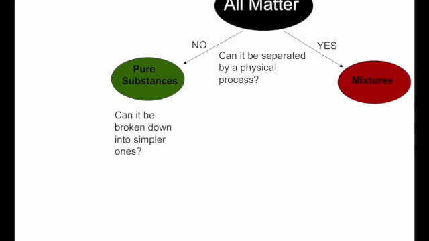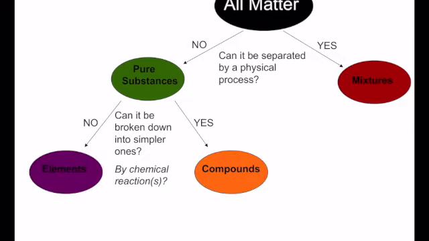Okay, so for the pure substances, you ask, can it be broken down into simpler substances? This would happen by a chemical reaction. If the answer is no, you can't break it down, that means you're just talking about one uniform element. If you can take the unknown thing and break it down by a chemical reaction, then you're talking about a compound, because it must have been made out of more than one element, more than one atom bonded together.